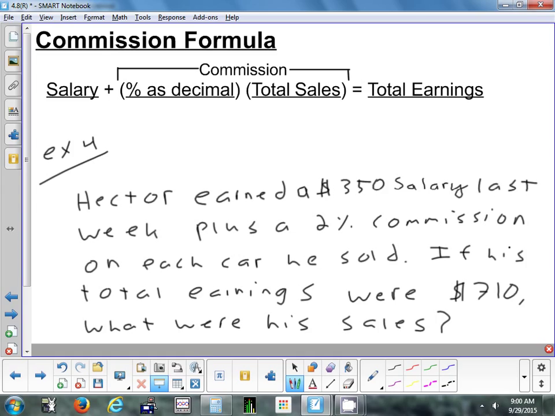In this one I added the word salary so you'd know that that's a salary. It says Hector earned a $350 salary. So he's going to get that money no matter what. If he sells a lot of stuff, or if he sells nothing, he's going to get $350. Plus, he's also going to get a 2% commission on every car he sells. Let's say he sold a car for $1,000, he'd get $20. The guy he works for would get the rest.